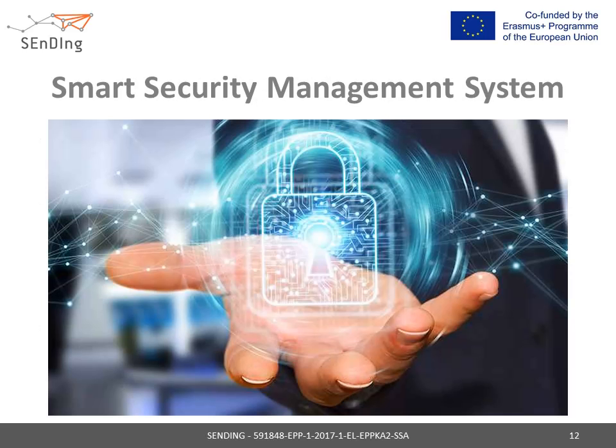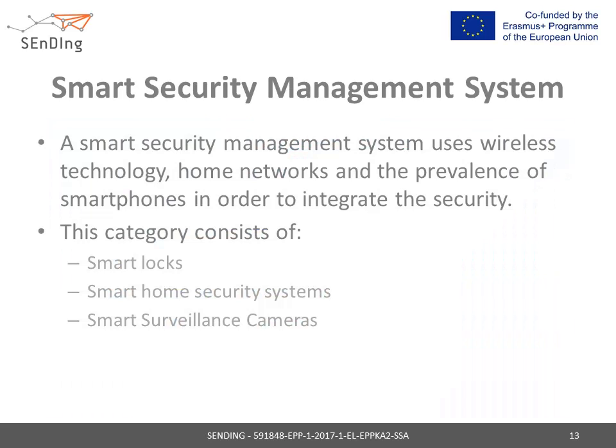Smart Security Management System. A smart security management system uses wireless technology, home networks and the prevalence of smartphones in order to integrate the security. From door sensors to wireless CCTV footage, a smart security system means that the users are able to customize, monitor, and manage their security systems anywhere and at any time, from their smartphone device. This category consists of smart locks and smart home security systems, as well as smart surveillance cameras.